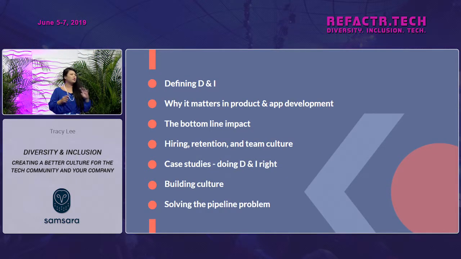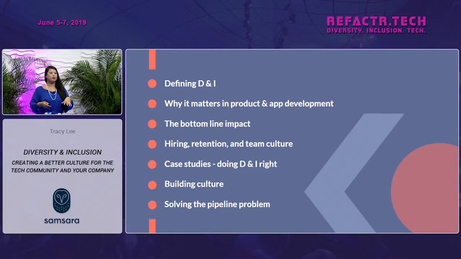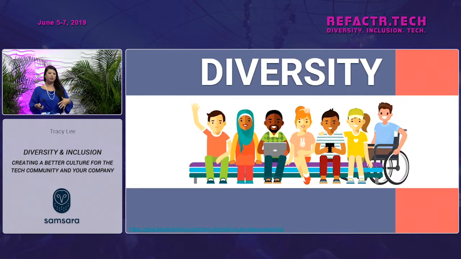And I want to go through a bunch of different things. So today I want to talk about defining D&I, why it actually matters, why this matters in product and app development, how it actually impacts the bottom line, or does it? Hiring, retention, team culture, case studies of companies that are doing diversity and inclusion right. Also talking about how you can build the culture within your own companies, and how to solve that pipeline problem that we keep hearing about.